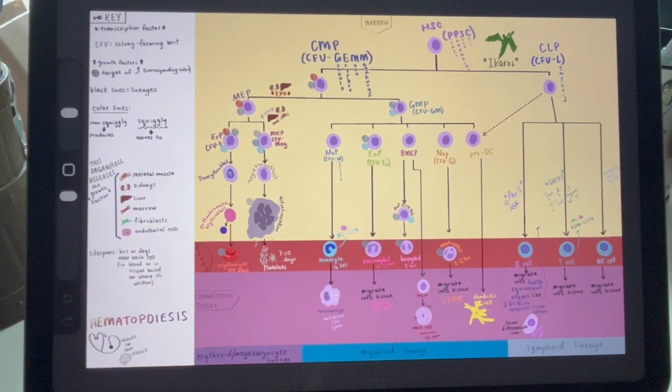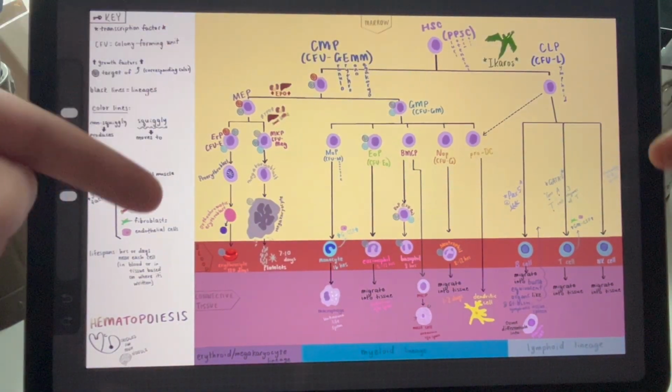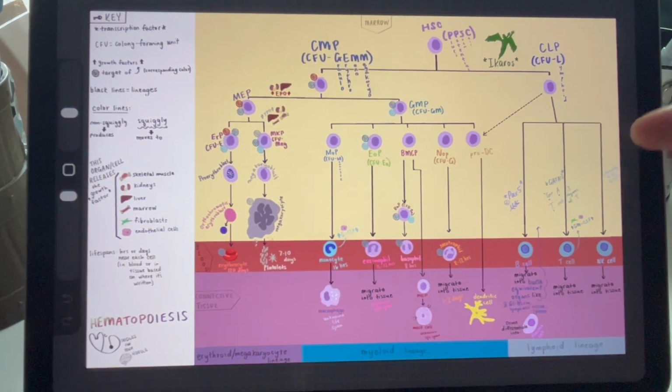We're going to be talking about hematopoiesis today, and this one's a little bit different because it's not animated. I drew the sketch out and we're going to go through it. So we need to know the stem cells and the progenitor hierarchy. The top section here that's yellow is in your marrow, and then the red is your blood, the pink is connective tissue, and then down here are the different lineages.